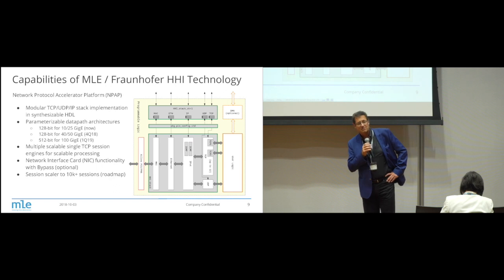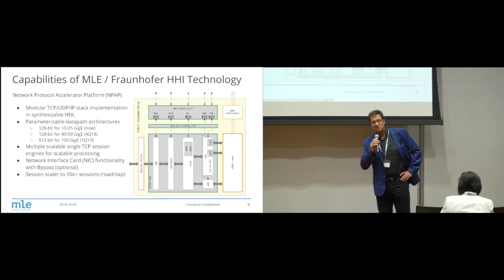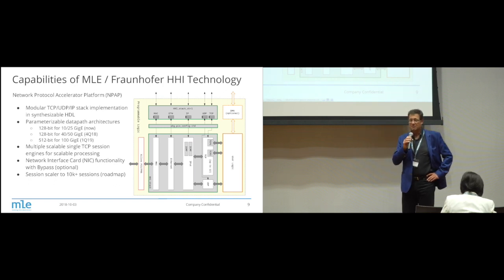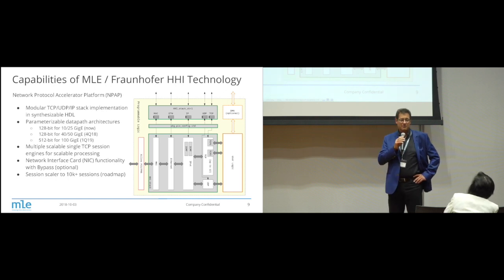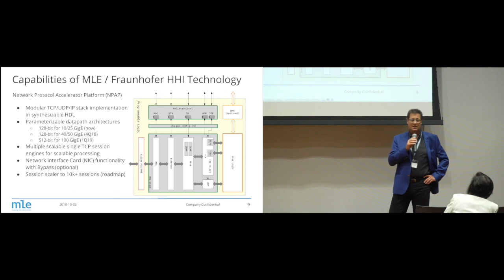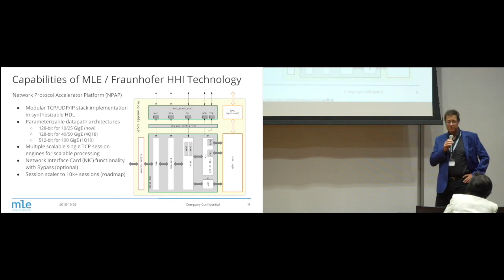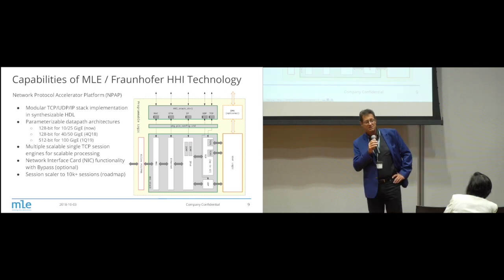So given today's clock speeds of an FPGA in the 300-ish megahertz range, we can easily deal with 25 gig line rates. But in order to meet the next generation of link rates of 100 gig or multiple 100 gig lanes, we know we have to gear up and move to what we now consider a 512-bit data bus implementation.